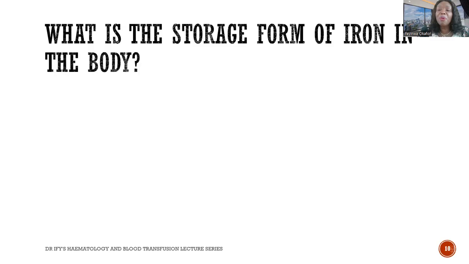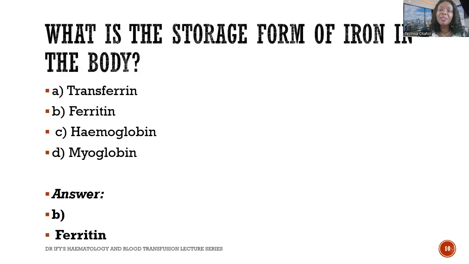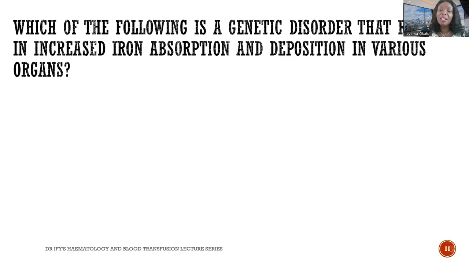What is the storage form of iron in the body? We have transferrin, ferritin, hemoglobin, myoglobin. Answer B, ferritin is the storage form of iron in the body. Iron is stored in the body as ferritin and hemosiderin.